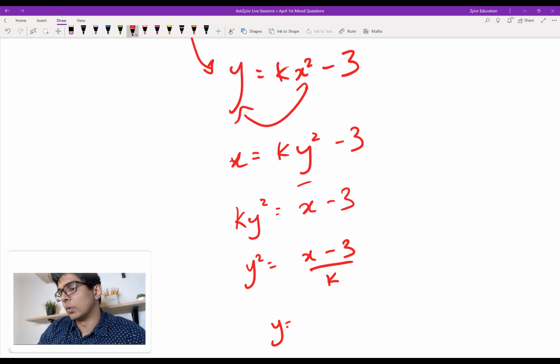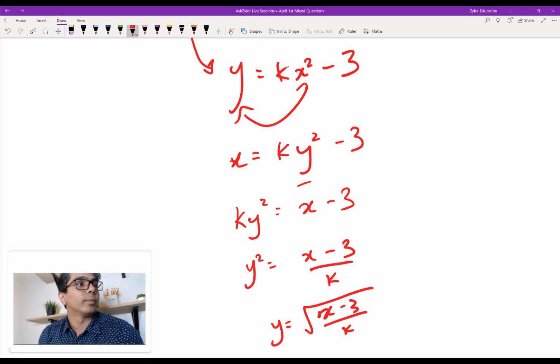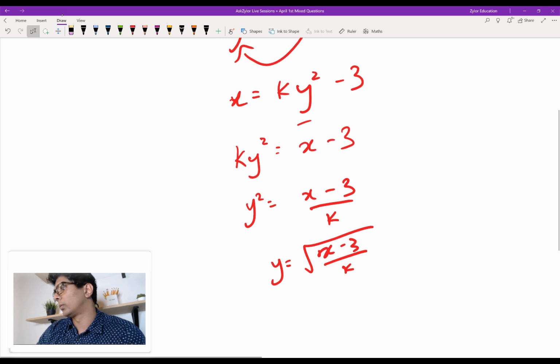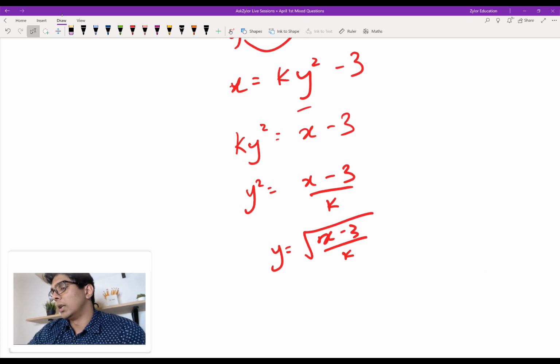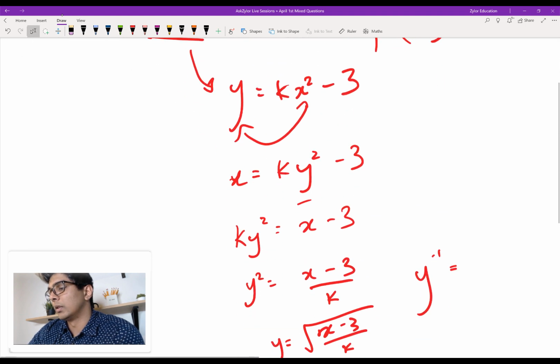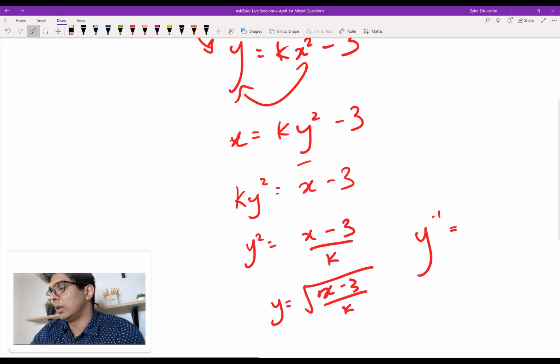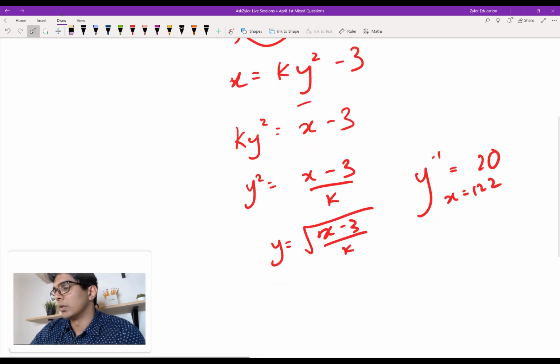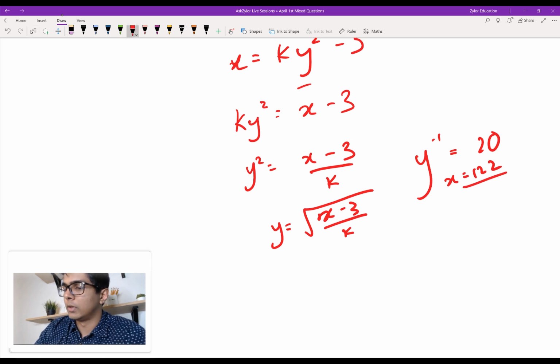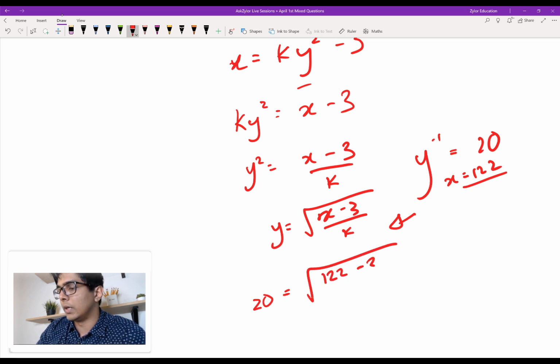And then I'm going to square root both sides. So x minus 3 over k. Then I'm told that my y negative 1 is going to be 20 if my x is 122. So I'm going to plug 122 into this and 20 into this equation. So my y is going to be 20, my x is going to be 122 minus 3 over k.